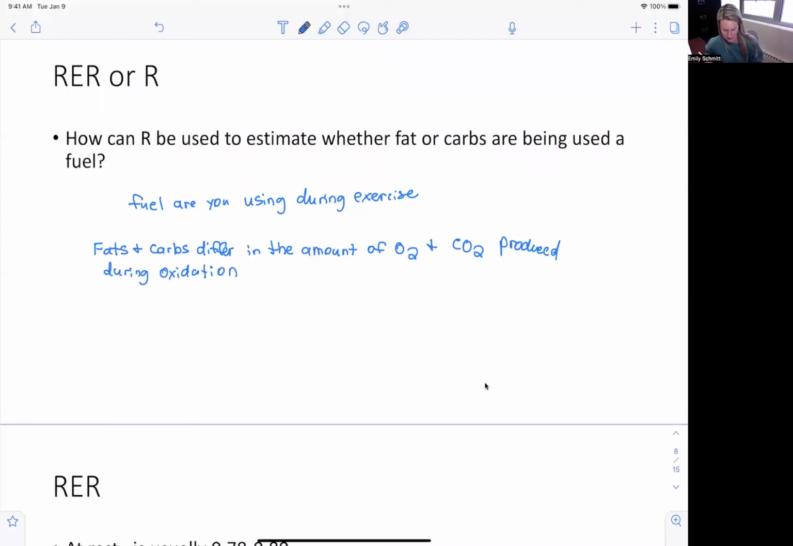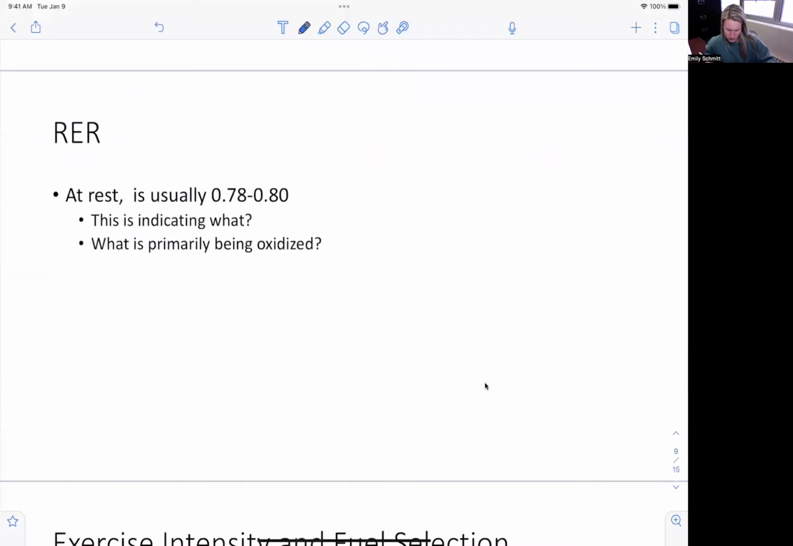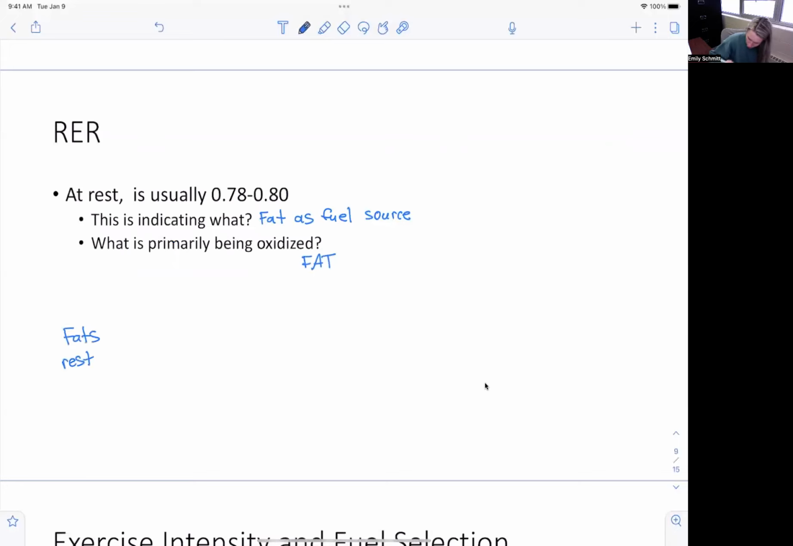And I'll continue to explain this as we go through. So usually your respiratory exchange ratio at rest is about 0.78 to 0.8. So this is mainly indicating that you are using fat as your fuel source. If your RER is about 0.7, what is primarily being oxidized? Fat.